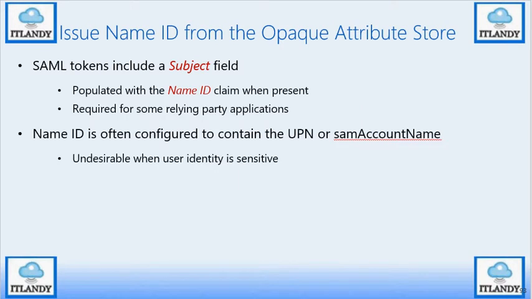Issuing name ID from the OPQ attribute store: a SAML token includes a subject field, and this will be populated with the name ID claim when present. It's required for some relying party applications, and name ID is often configured to contain the UPN or SAM account name, and is desirable when user identity is sensitive.